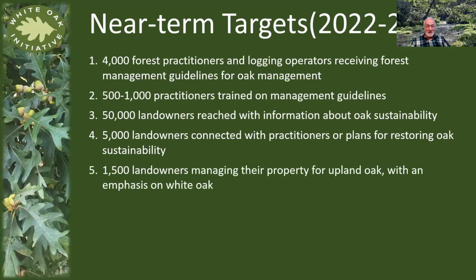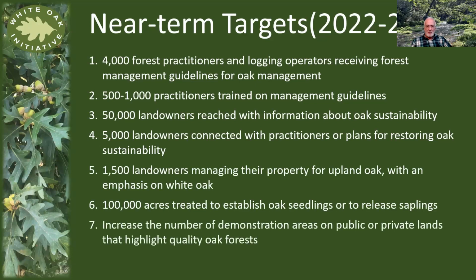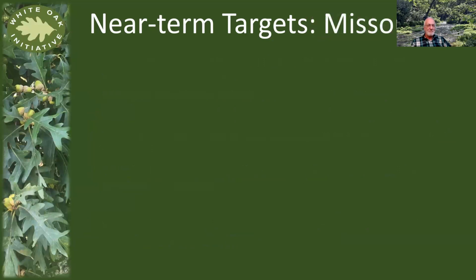From that, we're going to actually then have 1,500 actually managing their property, with an emphasis on our upland oaks, white oak in particular. And then we're going to have 100,000 acres treated to establish oak seedlings and to release those saplings. So really kind of keeping our targets in check and realistic. We'd also increase the number of demonstration areas on both public and private lands that would highlight these quality oak forests. So what does that look like here in Missouri?